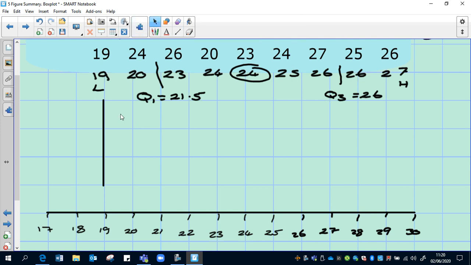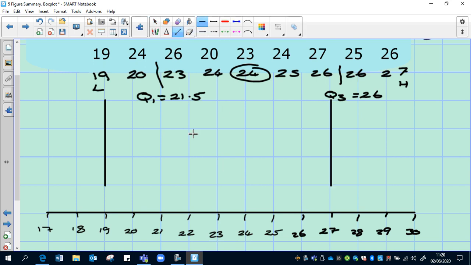That represents my lowest. Now, in general, for our lowest and our highest, I always make the lines a bit longer. There's no rhyme or reason. I personally just think it looks nicer. So I've drawn a line at 19, and I'm going to draw a line at 27. That's my highest. Then we're going to draw a line for Q1, which is 21.5.